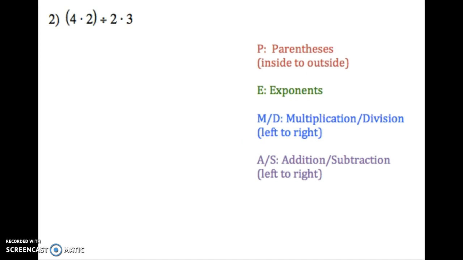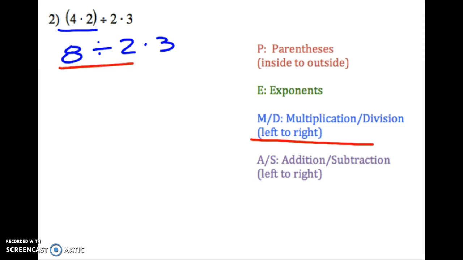All right, for the second problem, once again, we have some parentheses in there. They're in the front here. So we're going to do the 4 times 2 first. We'll get 8. Once again, that leaves us with division and multiplication things left over. So we still need to do those going from left to right. So we've got to do the 8 divided by 2 first, which would be 4. And once we got the 4 times 3, we get our 12.